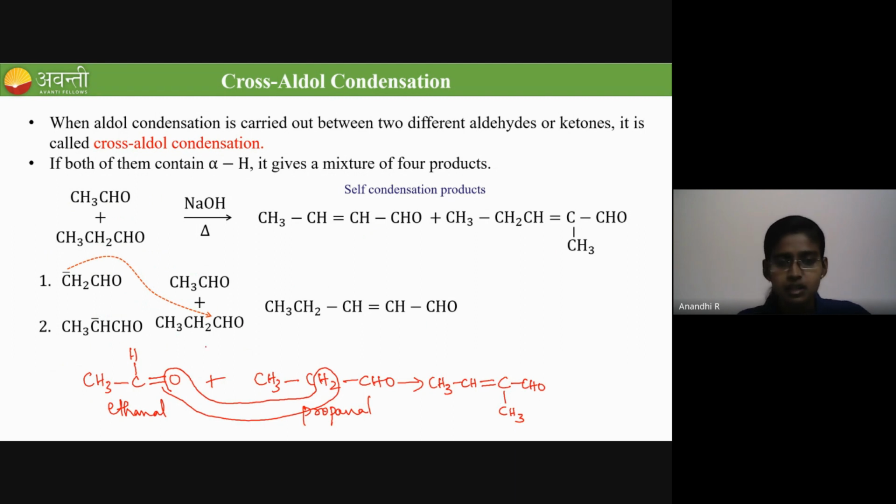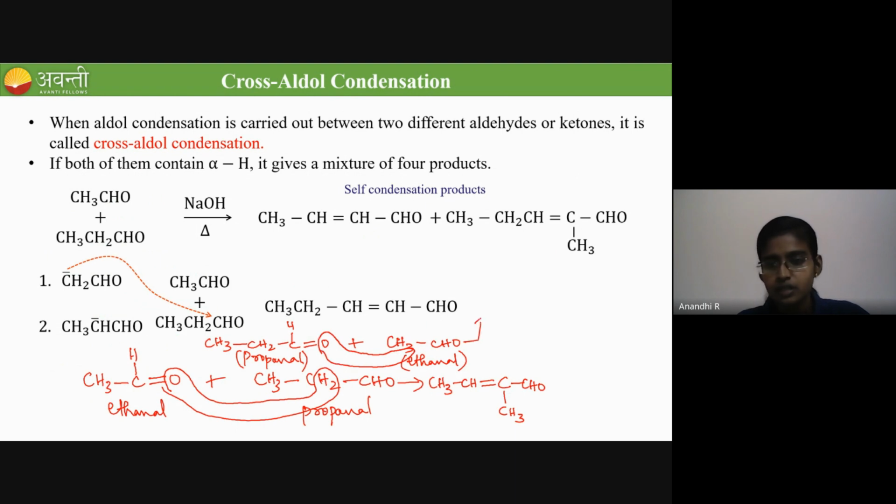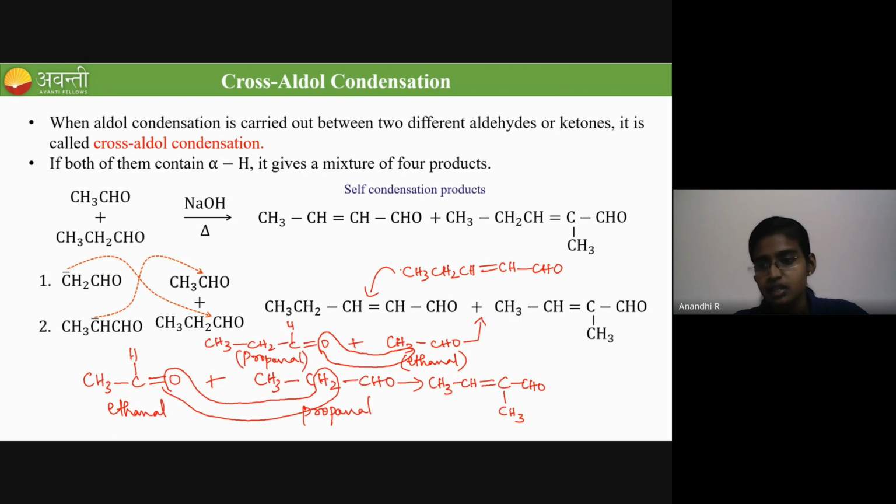Got it? And take the same propanol, that is CH3 CH2 C double bond OH, and try to react it with ethanol, CH3 CHO. In the second reaction, I'm going to remove the oxygen from propanol and the alpha hydrogens from ethanol. 2 alpha hydrogens will be removed. What will be the product? It is CH3 CH2 CH double bond CH and CHO. So this is the product we got here. And for the second combination, I'm getting the fourth product, which is this.